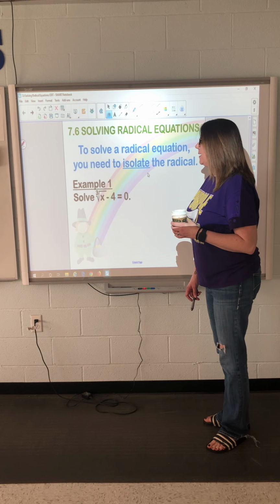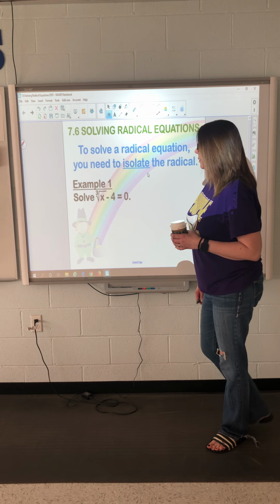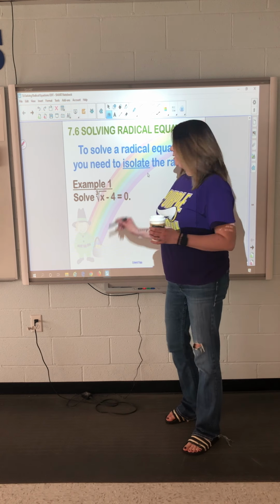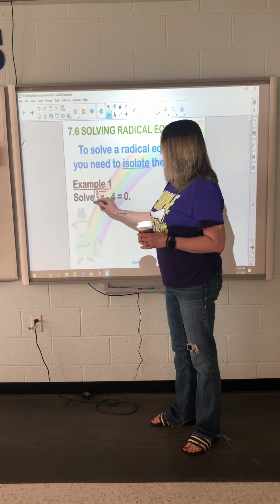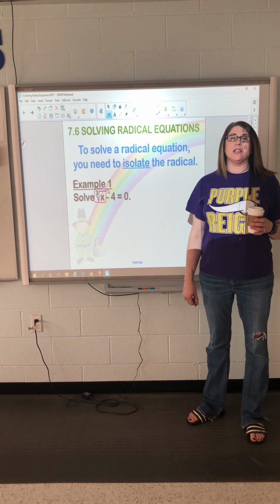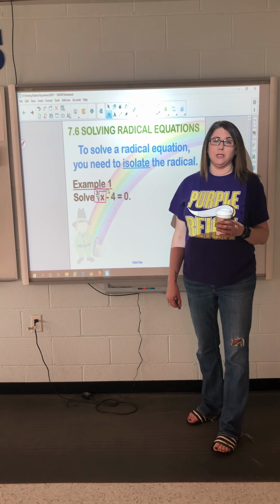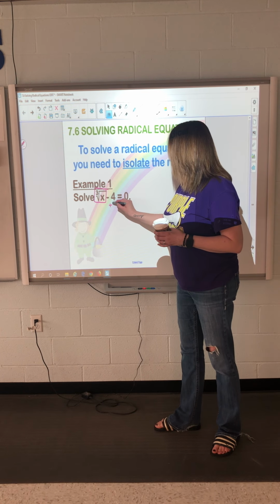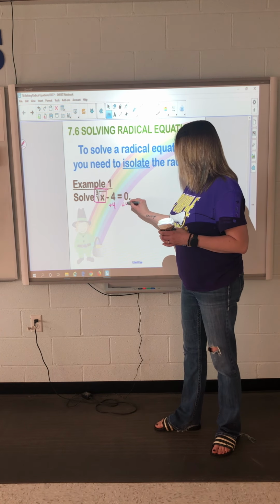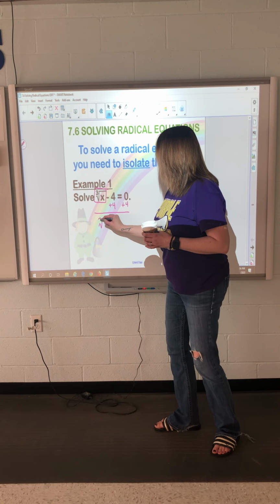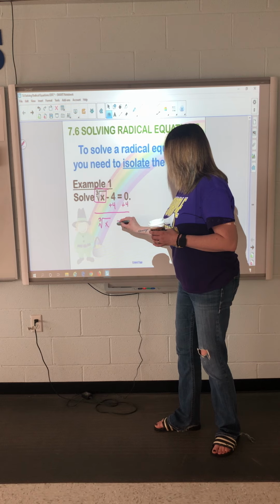So if we take a look at example number 1, we have the cube root of x minus 4 equals 0. So the first thing that I want to do is I want to get the cube root of x by itself. And so the thing that needs to go away is that minus 4. And so to do that, we're going to do the opposite of what we see. So we are going to add 4 to each side. So we end up with the cube root of x equals 4.